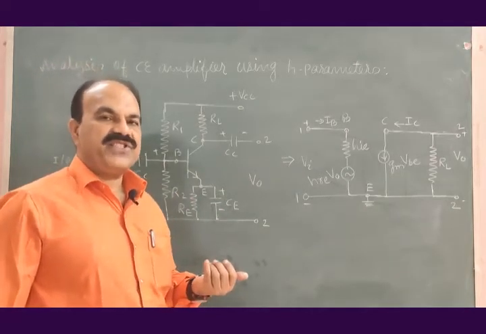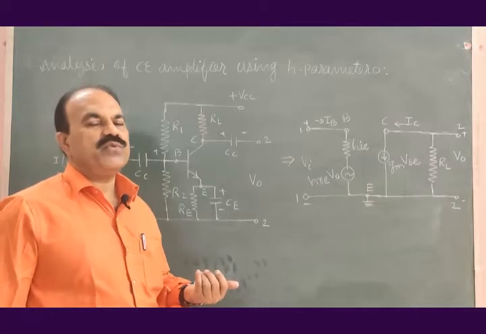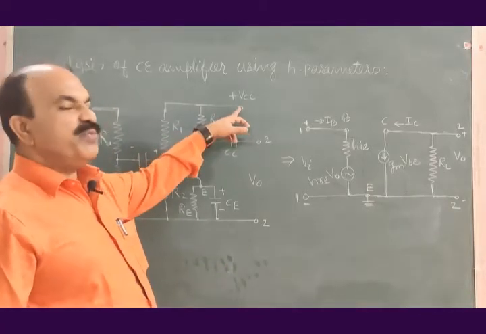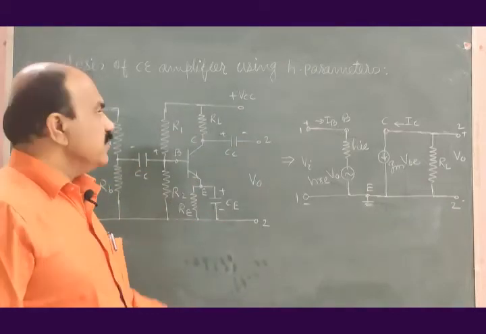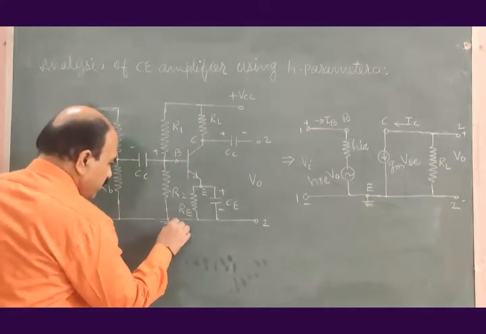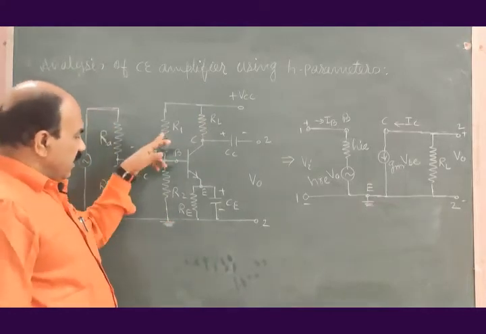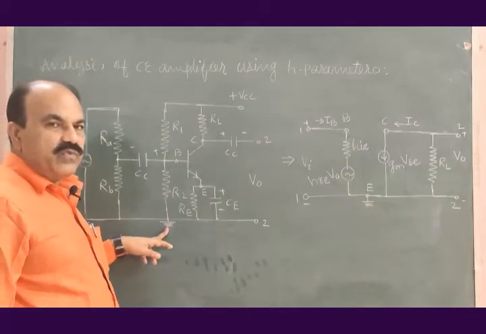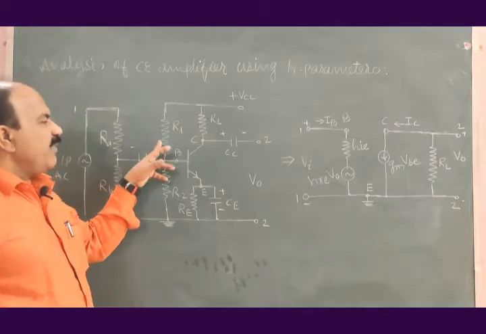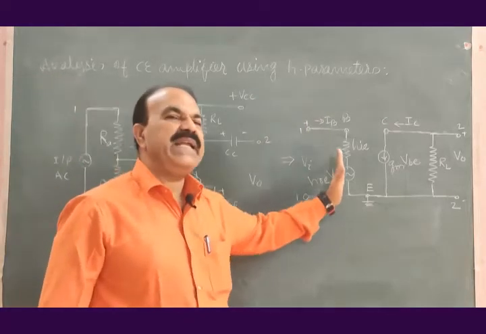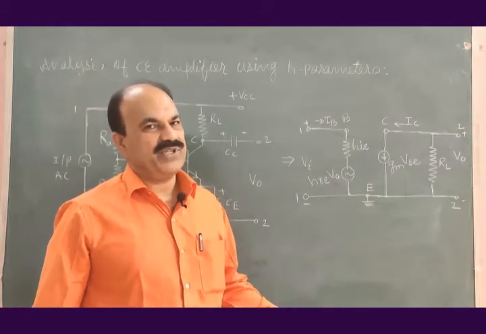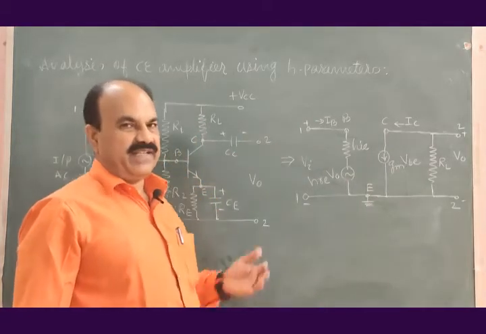While we are drawing AC equivalent circuit of any given circuit, we have to remember few things. All DC sources should be shorted to ground. So when this is shorted to ground, this is ground, R1, R2 will come in parallel. These are used simply for DC biasing. So parallel combination of R1, R2 is immaterial here. It has nothing to do with the AC components. So R1, R2 are not taken here.